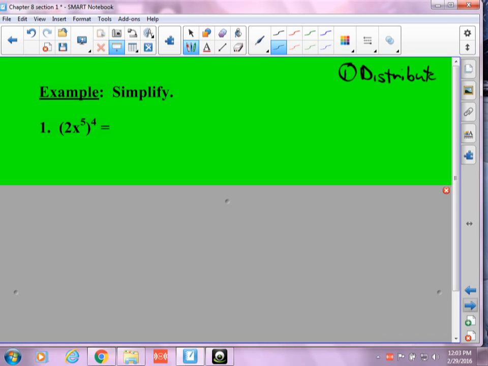And I usually work up and down on these, right? So I'm going to take the 4 and I'm going to distribute. So I get 2 in parentheses to the 4th, x to the 20th, because 5 times 4 is 20. Okay, so I'm going to distribute.